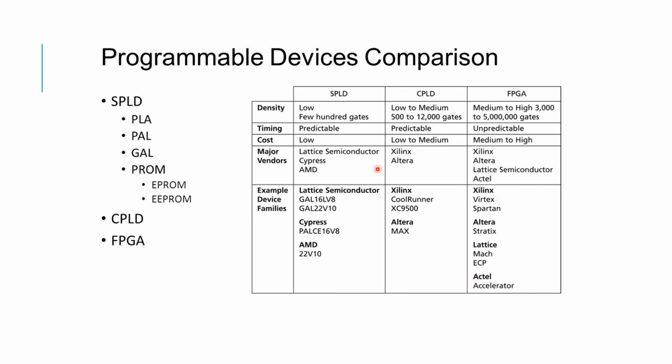Right? So SPLD is categorized into PLA, PAL, GAL, PROM. Under PROM we have EPROM, EEPROM, and CPLD and FPGA are the devices belonging to the programmable devices category.